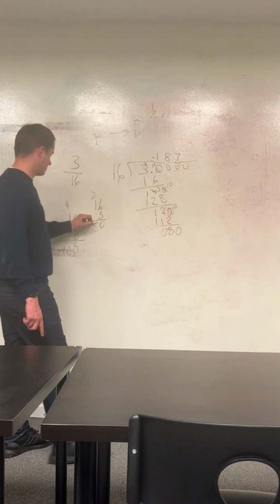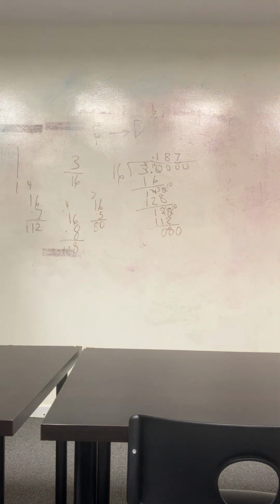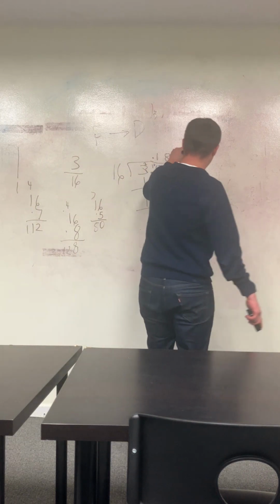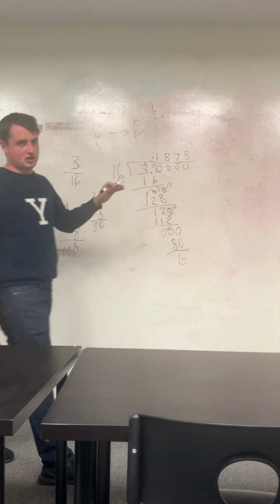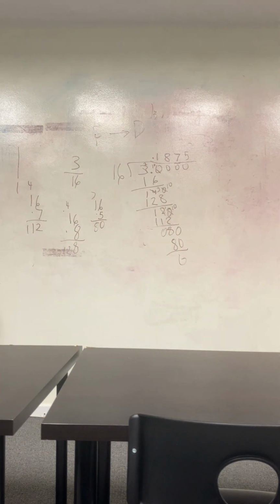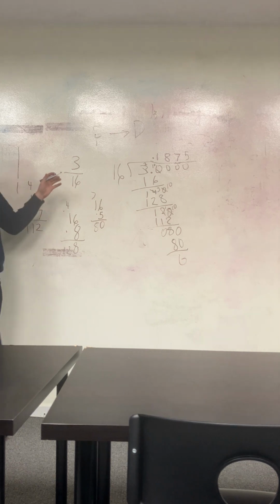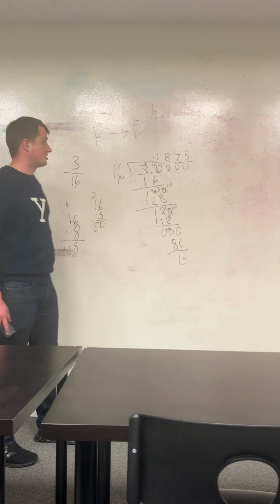Oh, it does go in 5 times evenly. You follow that? I was doing a lot of multiplication and stuff. But that's just how you get 3 over 16 to be 0.1875.